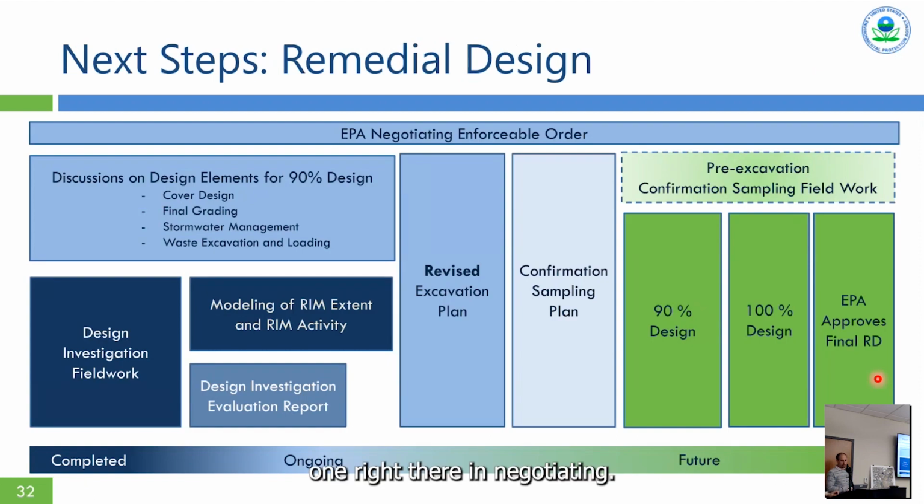One right there, EPA negotiating enforceable order. Where are we with getting our signatures on the dotted line? The negotiations are actively occurring. There is a meeting scheduled for this month, but there's a health issue with one of the people, so that may or may not happen. The legal teams are actively engaged. There are discussions constantly going on. Yes, constantly.